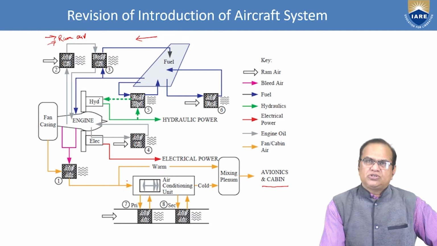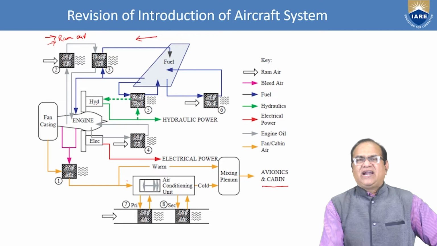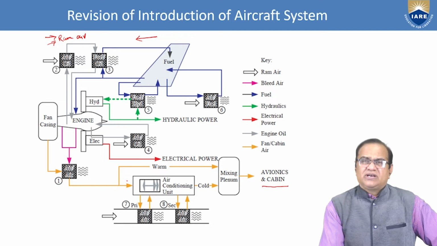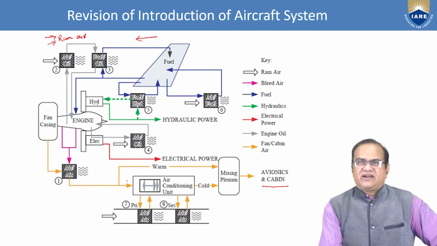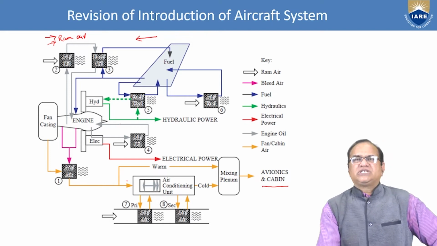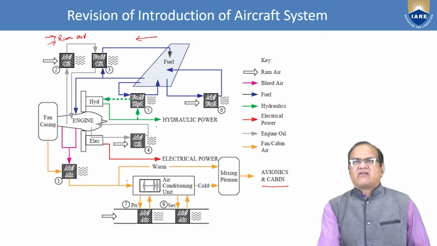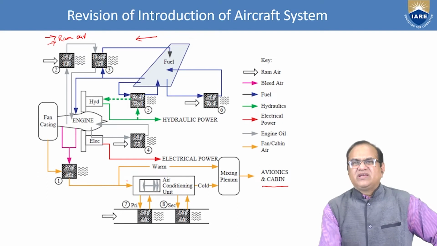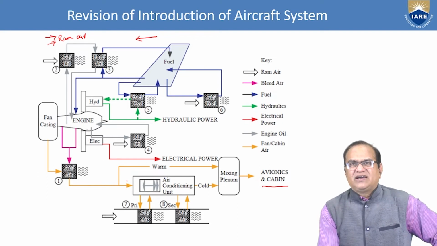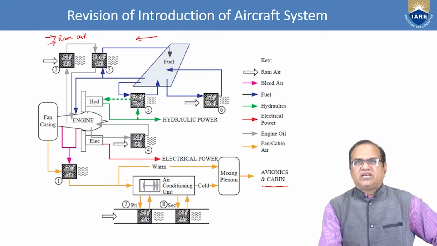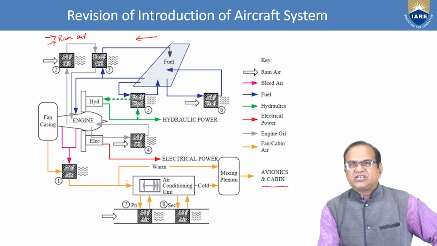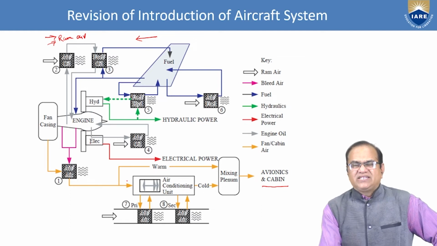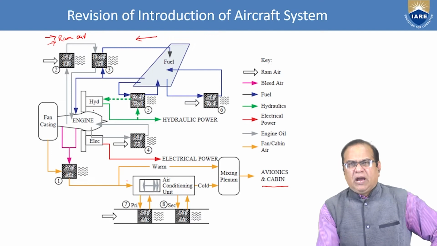The hydraulic system is used to operate the landing gears, your control surfaces like rudder, aileron, elevator, flaps, spoilers, also opening and closing of the doors, and so many other components are operated with the help of the hydraulic system. We also have the electrical system. The alternators are mounted on top of the engine. Your hydraulic system is also mounted on top of the engine. The rotation of this engine is transferred to these pumps, the electrical alternator and the hydraulic pump.